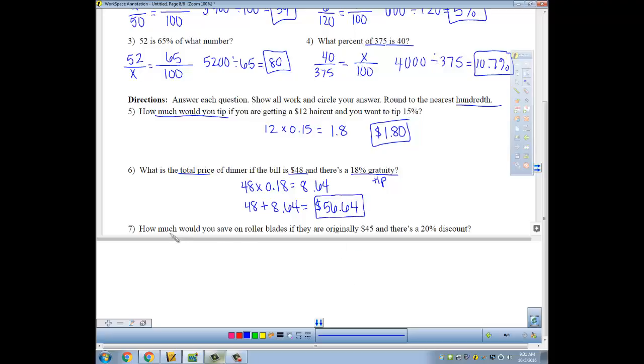Number 7, how much would you save on rollerblades if they were originally $45 with a 20% discount? So 45 times 0.20 is 9. So you are saving $9, and that answers the question. Okay, I'm going to move down.